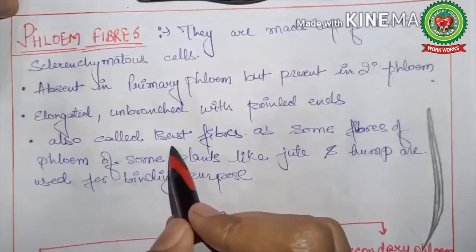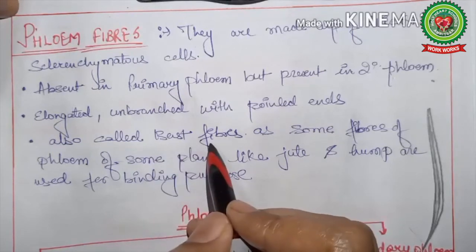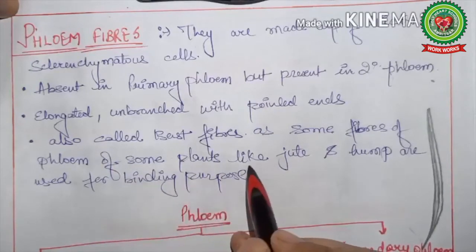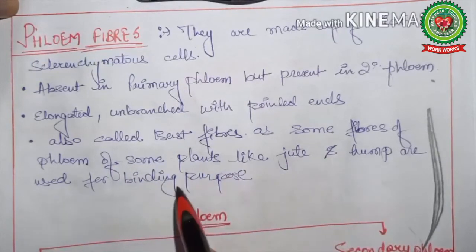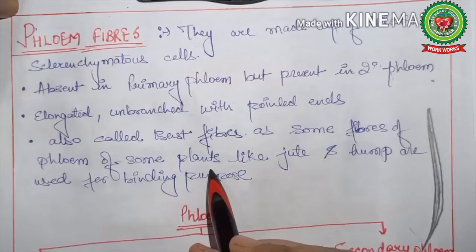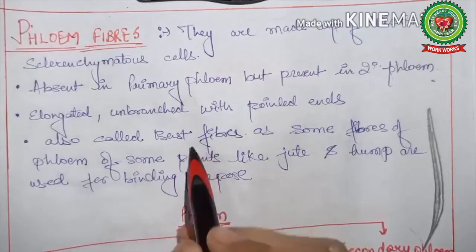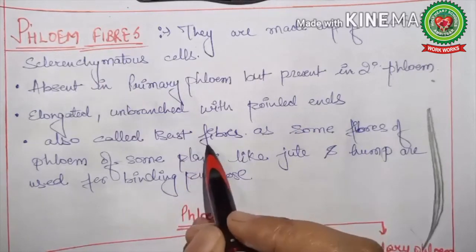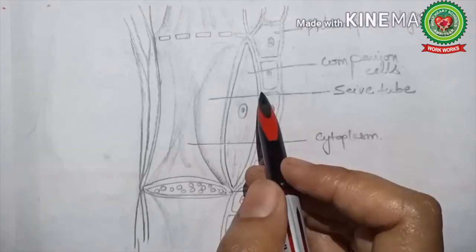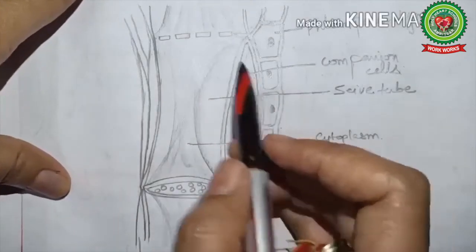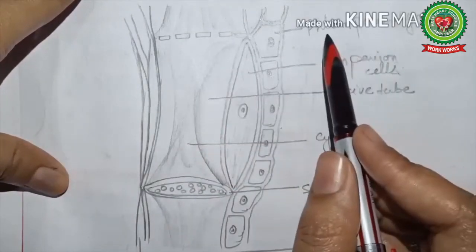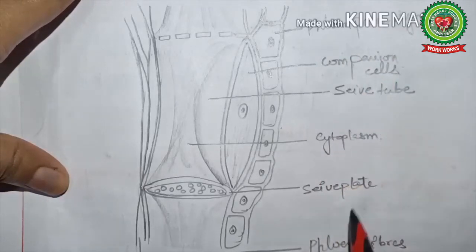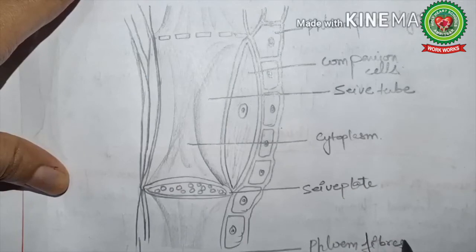They are also called as bast fibers. Why they are called as bast fibers? As some of the fibers of phloem like jute, hemp are used for binding purpose. That is the reason they are called as bast fibers. Now we will see the actual structure of phloem collectively. This is the actual structure of phloem. You can see here all four types of cells: phloem parenchyma, companion cells, sieve tubes and phloem fibers.